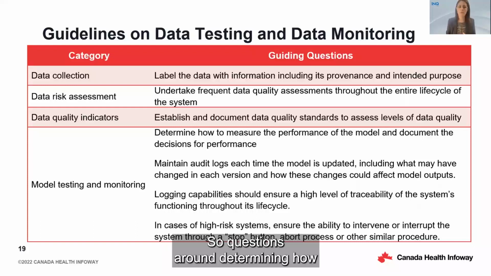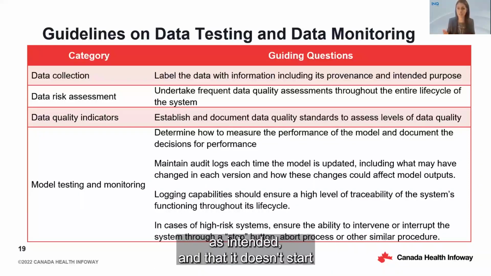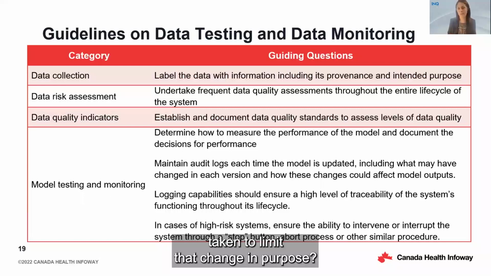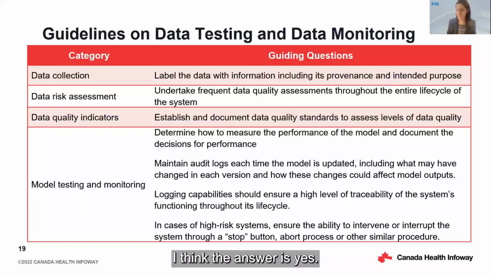There's also model testing. So questions around determining how to measure the performance of the model and documenting decisions on the performance. Making sure the model is operating as intended and that it doesn't start to operate in an unintended fashion. If so, what are some of the steps that need to be taken to limit that change in purpose? Are there particular audit logs that will be put in place? I think the answer is yes. So what do those audit logs look like?